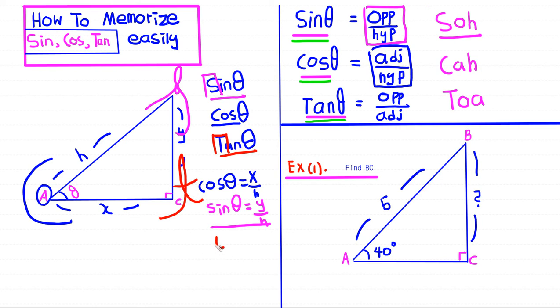So for tangent theta, it is equal to Y over X, which is the same thing as opposite over adjacent. So we just use the second way of memorizing sine, cosine, and tangent. It is not far different from the first way, SOHCAHTOA, but I like this way because if there is a right triangle, we can know what kind of trig function we should apply for that question.